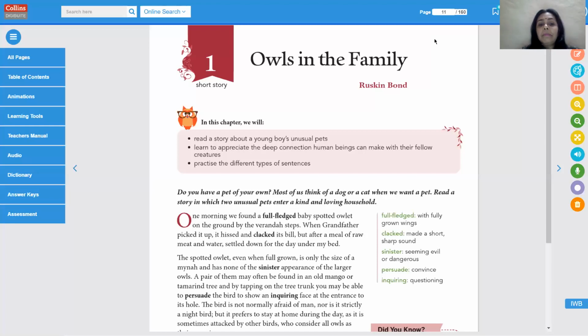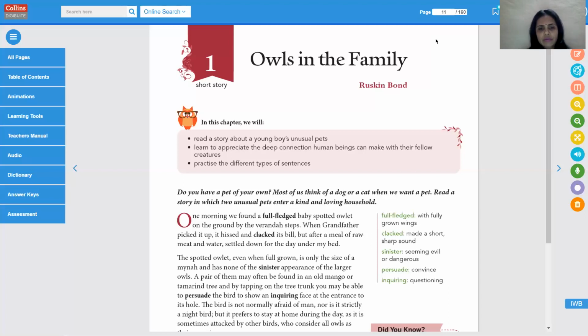Practice the different types of sentences. Yes, we have done sentences already. Reinforcement, revision, examples, everything we have seen, and so we are ready to practice different types of sentences. Let's begin. Chapter number one is a short story, Owls in the Family, written by Ruskin Bond.